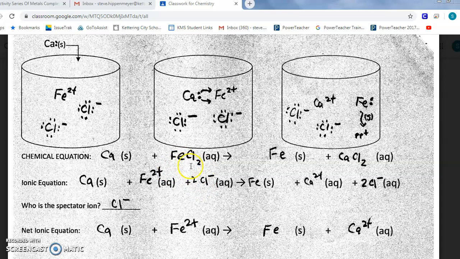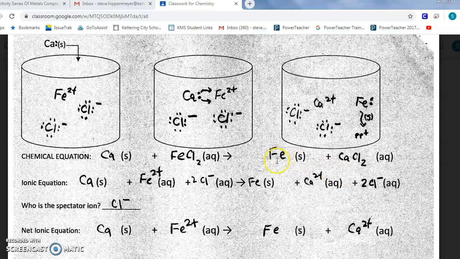How do we know the Fe's 2 plus? Well, look at the 2. It was crossed down from the Fe. Chlorides are 1 minus, so we only needed 1 Fe. So we have the 2 chloride ions, and when we're done, the Fe is no longer charged. The calcium is 2 plus. Uncross the charge, we'll see calcium's 2 plus, and we have the 2 chloride ions.